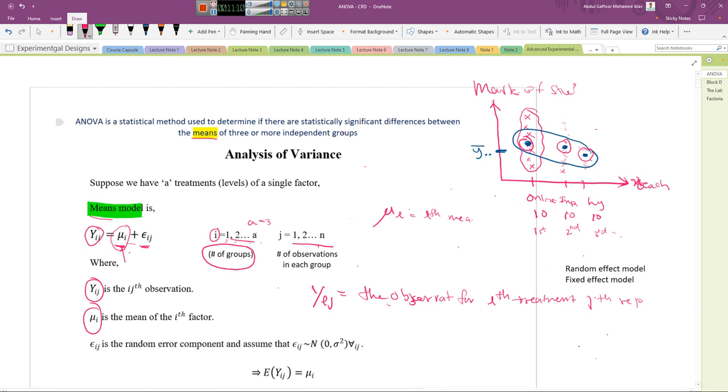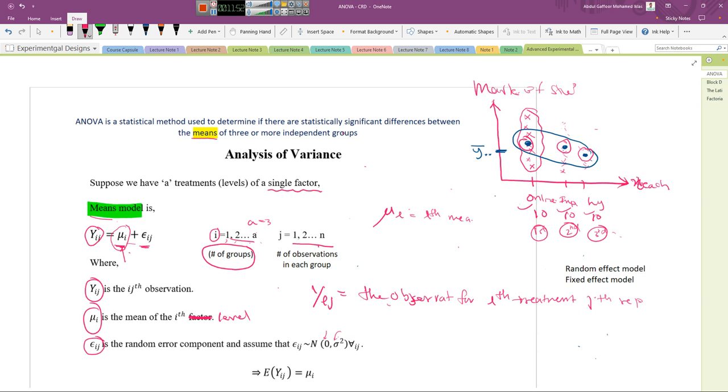Actually this should be level, right? So this is the first level, this is the second level, and this is the third level, because we have only one factor. We have already said that this is single factor. So mu i is the mean of the ith level: online, in person, and hybrid. And epsilon ij is the random error component, and we assume that epsilon ij follows a normal distribution with mean 0 and variance sigma squared, for all i, j.